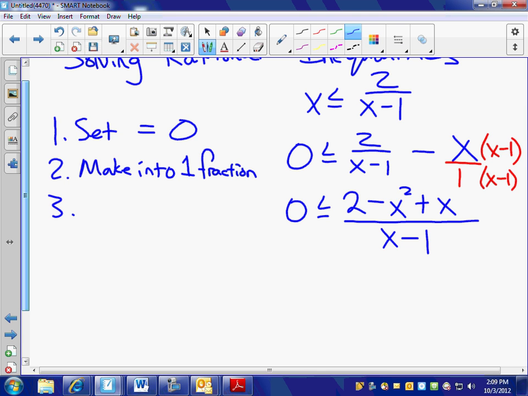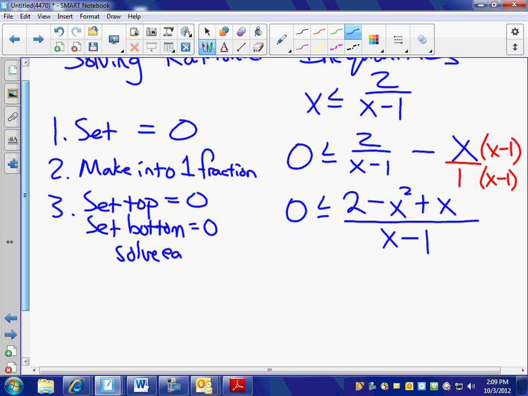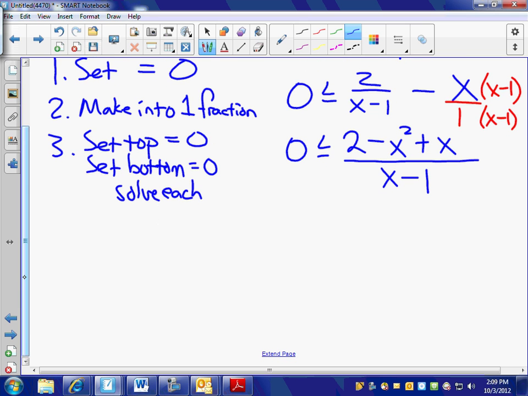Third step. Set top equal to 0. Set bottom equal to 0. Solve each. Now everybody just hold on real quick, okay? Everybody, we'll let you get that down.